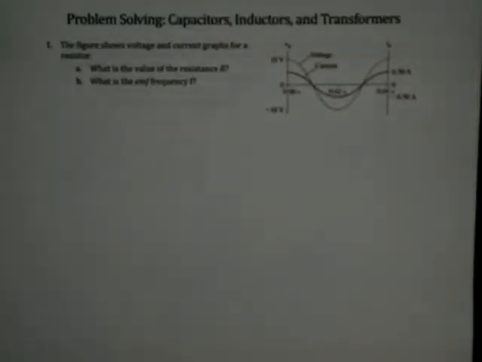This is the problem solving session for AC circuit situations involving capacitors, inductors, and transformers. And we'll walk through the problems that we looked at in class that line up with the chapter. Question number 1 says the figure shows the voltage and current graphs for a resistor.